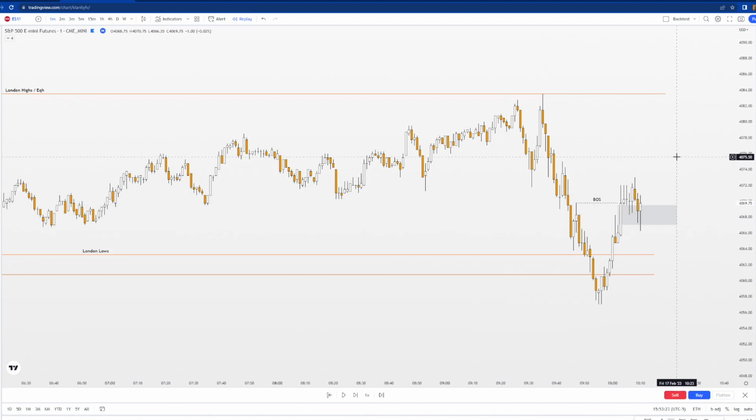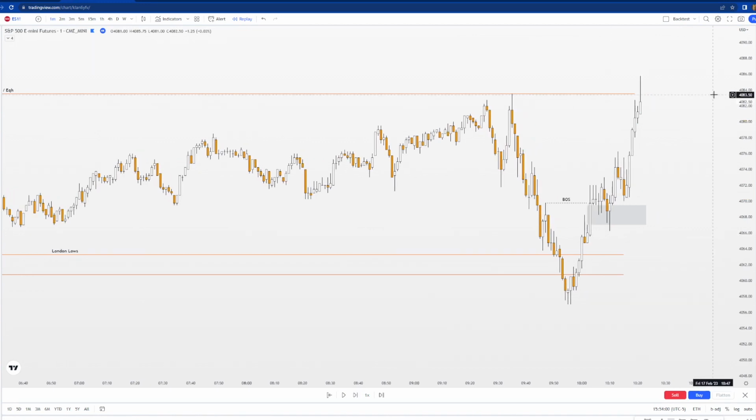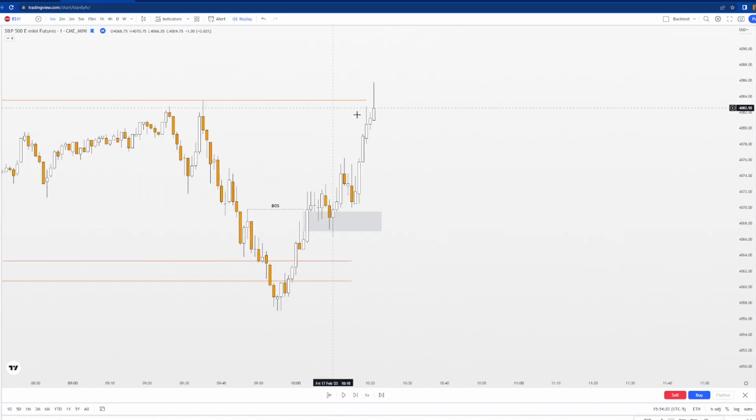As ICT says, smooth edges like to be made jagged, so our next draw on liquidity is these equal highs. Classic market maker buy model formed: took liquidity, break of structure, retracement into a fair value gap, targeting these equal highs. This would have been the best entry for a long, but I didn't take it because I woke up as this was happening. Now this is where my trade came into fruition.